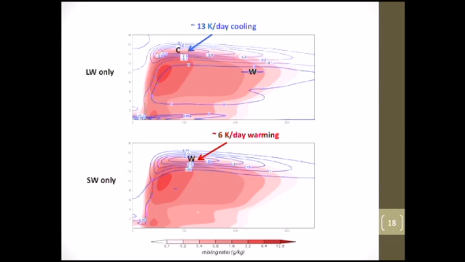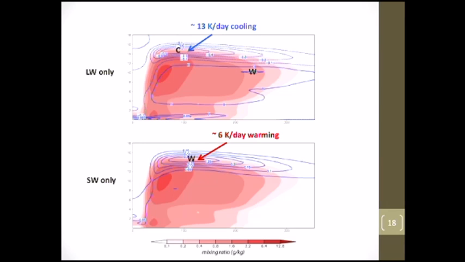Okay, so actually these diabatic forcings associated with the long wave cooling and the short wave absorption are fairly small. And the short wave is actually opposing the long wave. It's basically 6K per day of warming at the cloud top, but the sun is only up about half the time in these simulations, so that's why the net radiation is cooling at the top of the cloud. Okay?